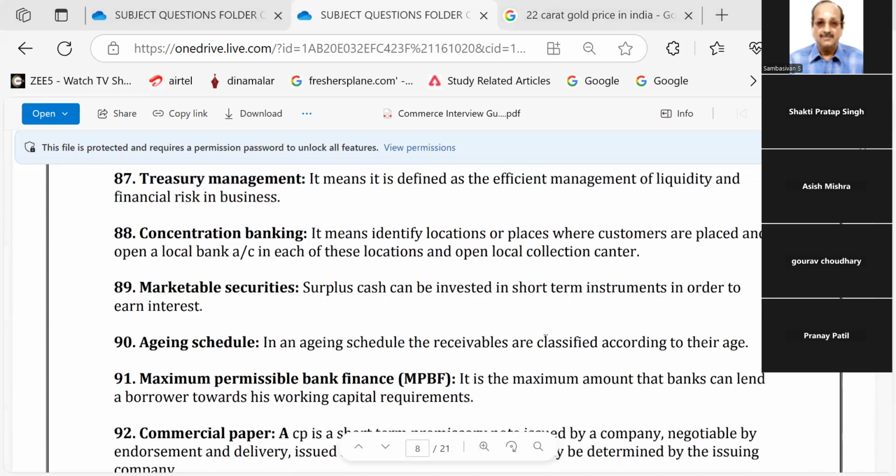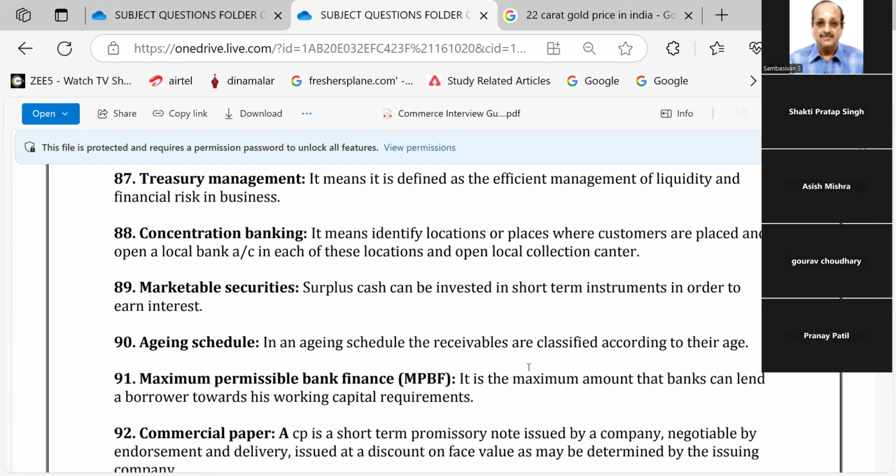Treasury management means it is defined as the efficient management of liquidity and financial risk in business. 88. Concentration banking. It means identify the location or place where customers are placed and open a local bank account in each of these locations and open a local collection center. 89. Marketable securities. Surplus cash can be invested in short-term instruments in order to earn interest.